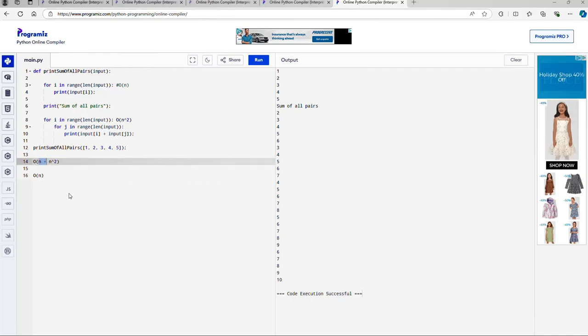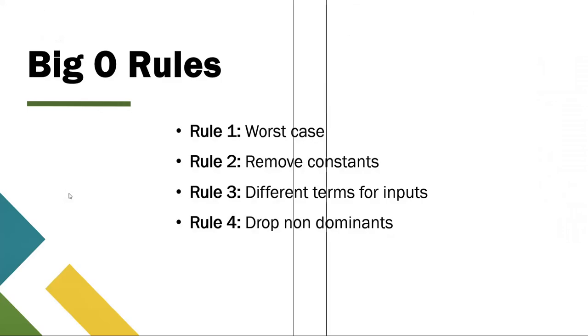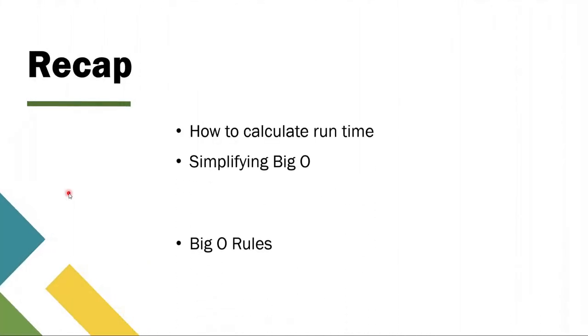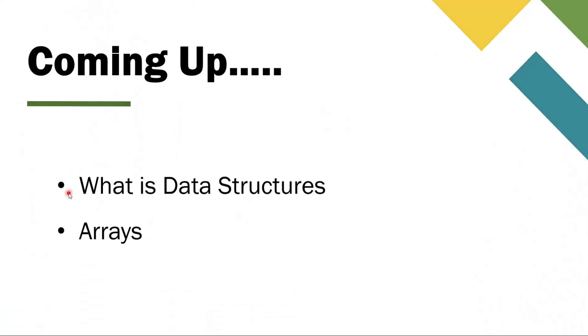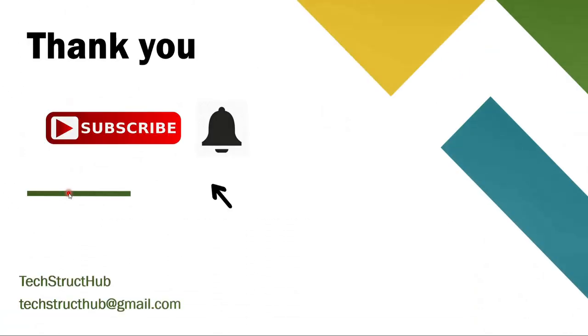Now we have covered all the 4 rules. In this video, we have explored how to calculate and simplify big O notation using 4 key rules. In our next video, we will start diving into data structures starting with arrays. That wraps up this video.